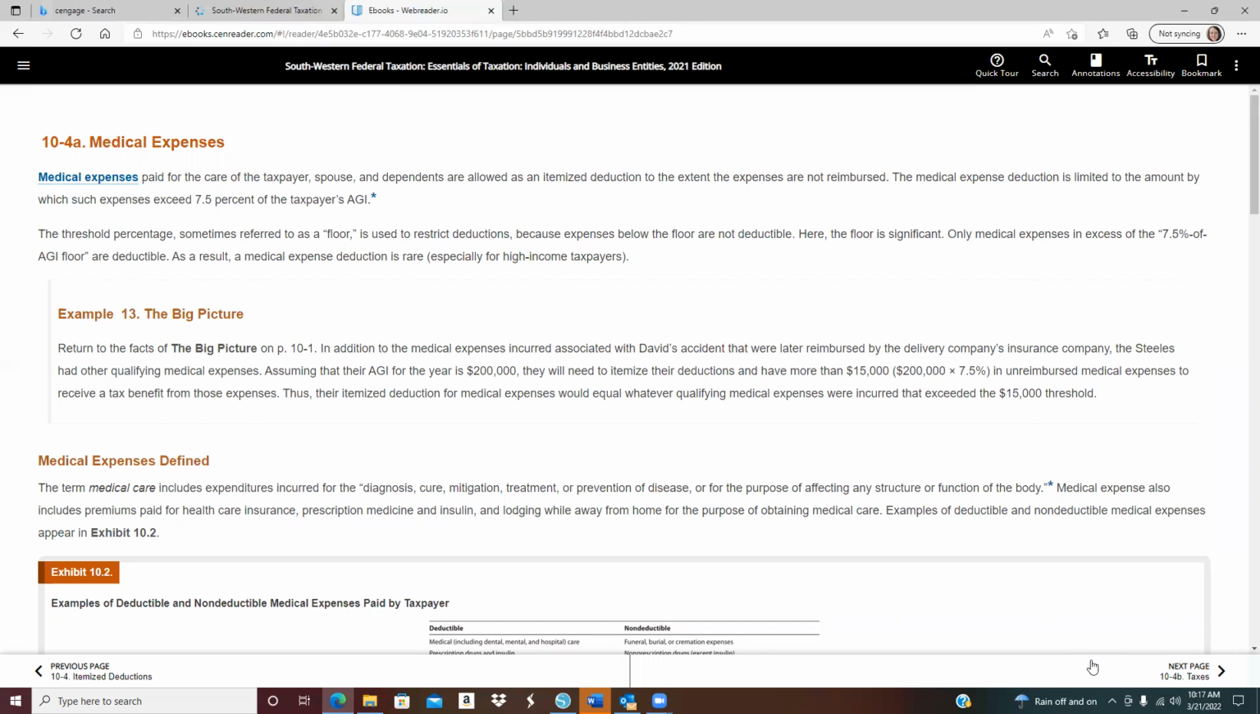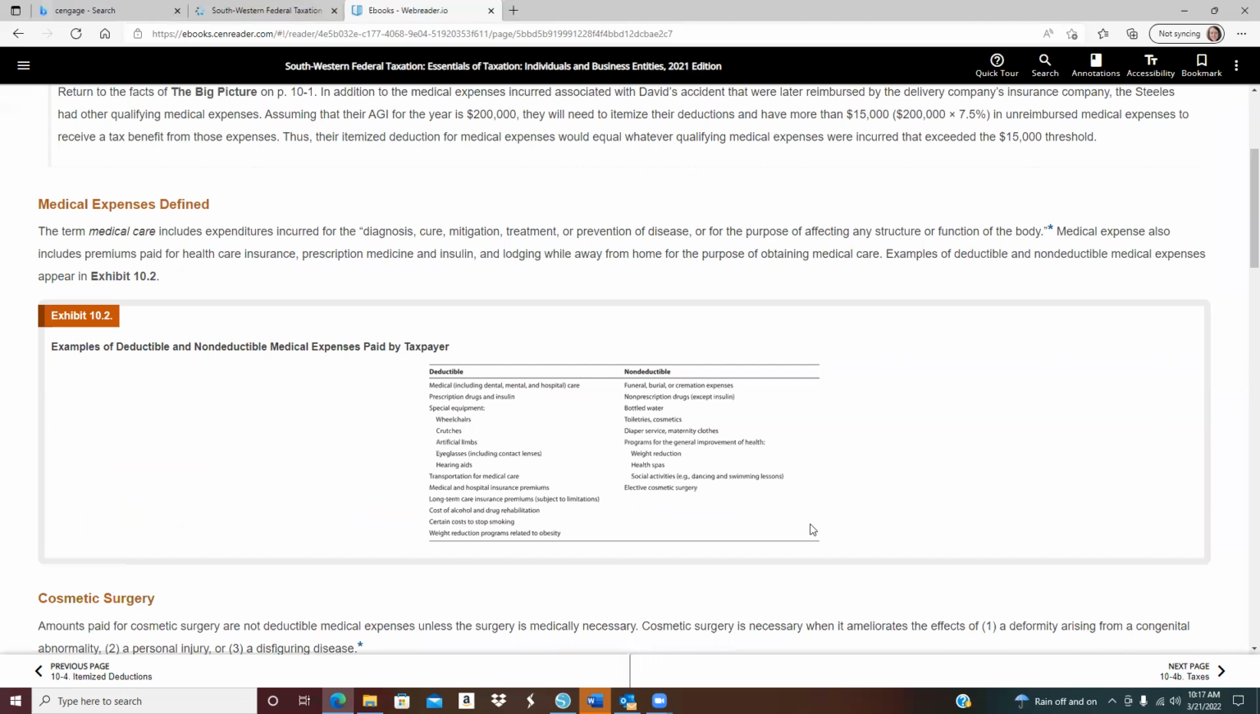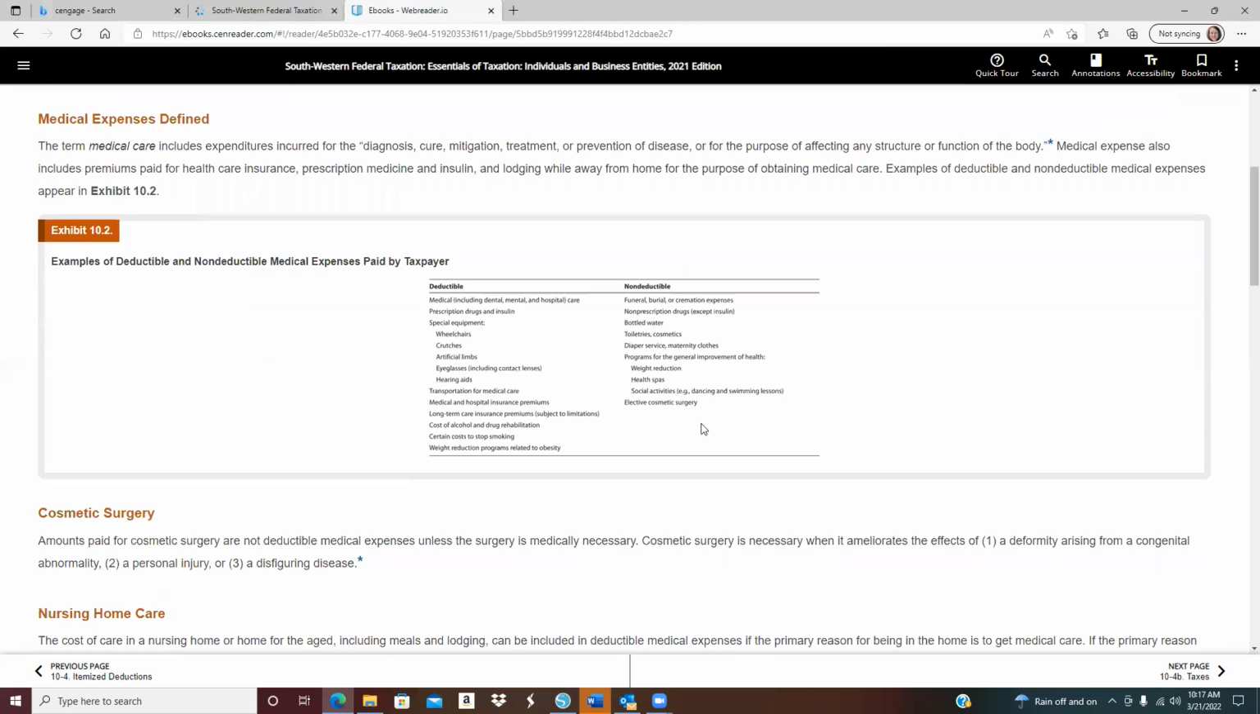Medical expenses. So medical expenses are those paid for the care of the taxpayer, the spouse, and dependents that are not reimbursed. The medical expense deduction is limited to the amount by which the expenses exceed 7.5% of the taxpayer's adjusted gross income. The term medical care includes expenses incurred for the diagnosis, cure, mitigation, treatment, or prevention of disease, or for affecting any structure or function of the body. Medical expenses also include premiums paid for health care insurance, prescription medicine and insulin, and lodging while away from home. Here are really good examples of deductible and non-deductible medical expenses.